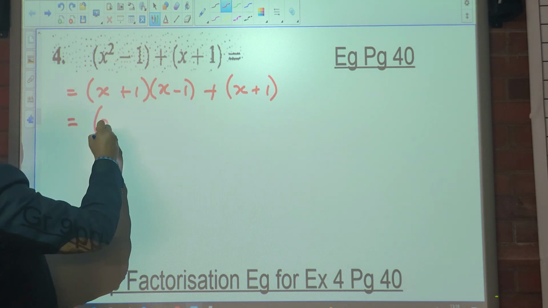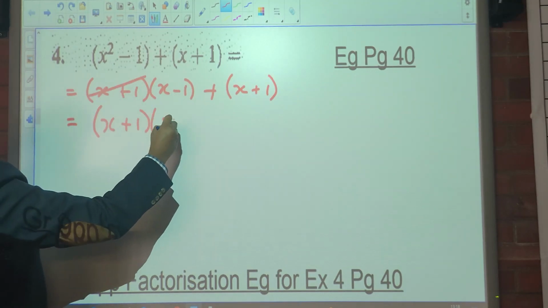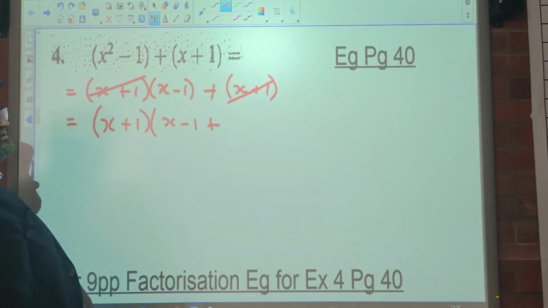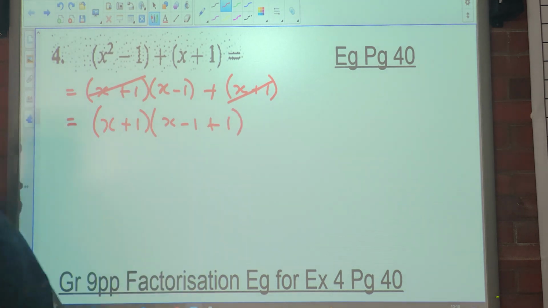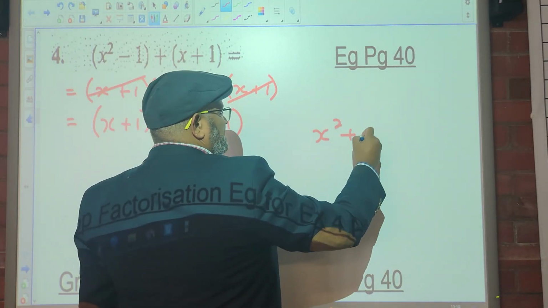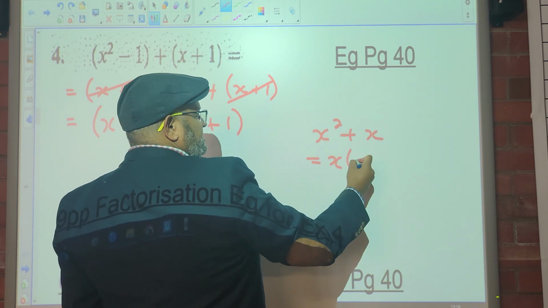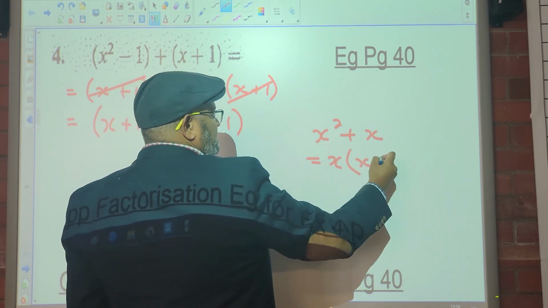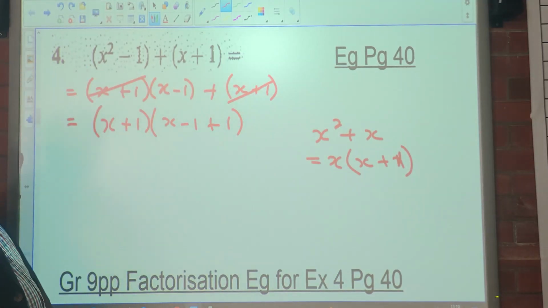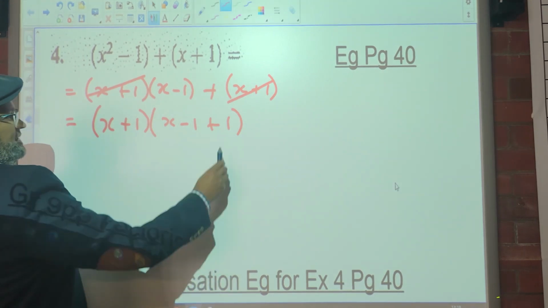Take out x plus 1 as a common factor. We're left with x minus 1 plus 1. You all agree with that, no? Remember, when we take out the whole term, say we've got x squared plus x, and we take out the whole term as a common factor, x times x is x squared, and x times 1 is x. So whenever you take out the whole term as a common factor, you will always be left with 1.